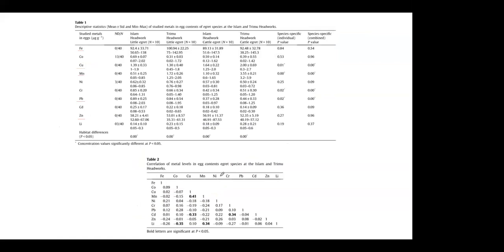Based on our results, all the metals were significantly different between the Islam headworks and the Trimu headworks. However, the concentrations of iron, copper, manganese, lead, and zinc were higher in the Trimu headworks as compared to the Islam headworks.